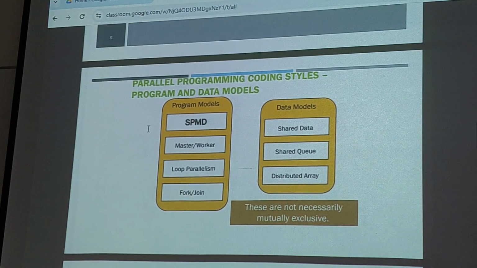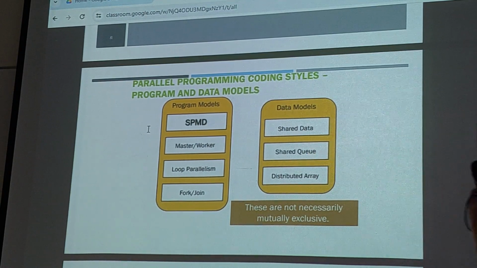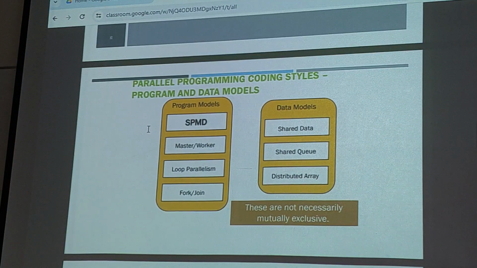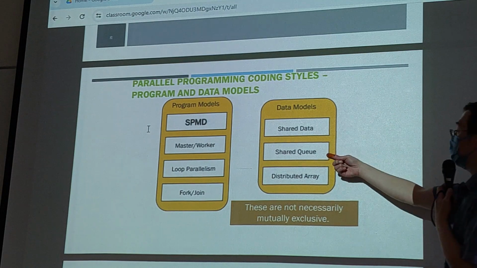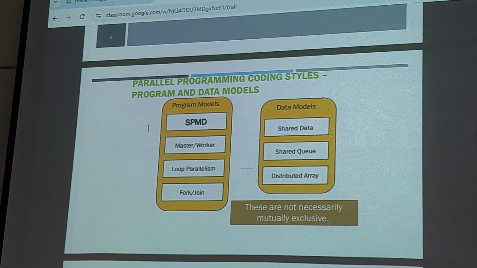Okay? Another kind of model, which I believe some of you are doing, uses a shared queue, especially those doing data compression, encryption. Okay? You put it into the queue from one end to the other end. That means you've got workers that are working just like in a factory.